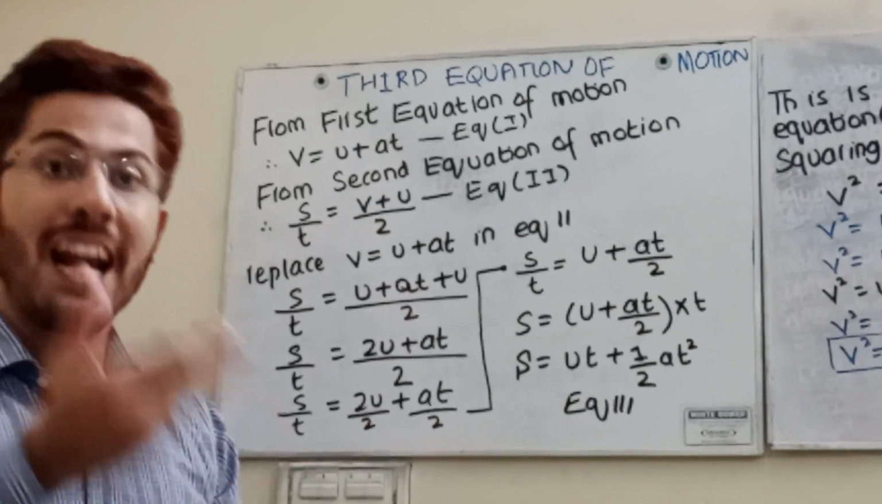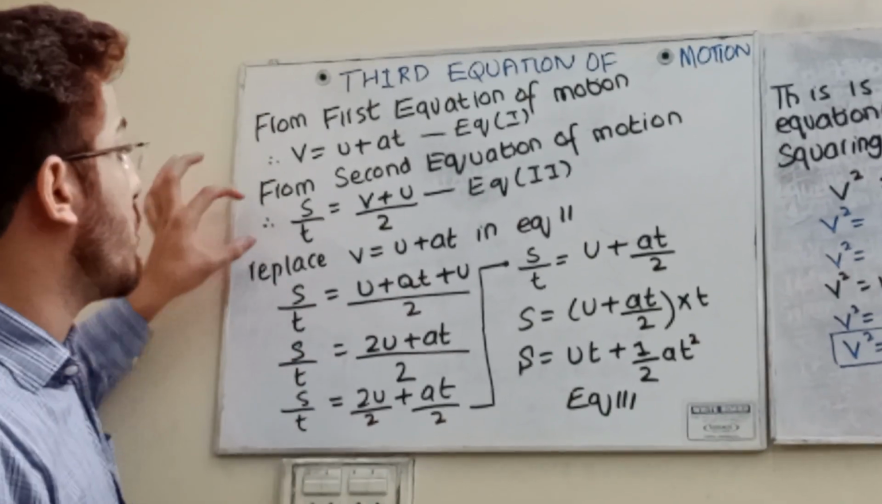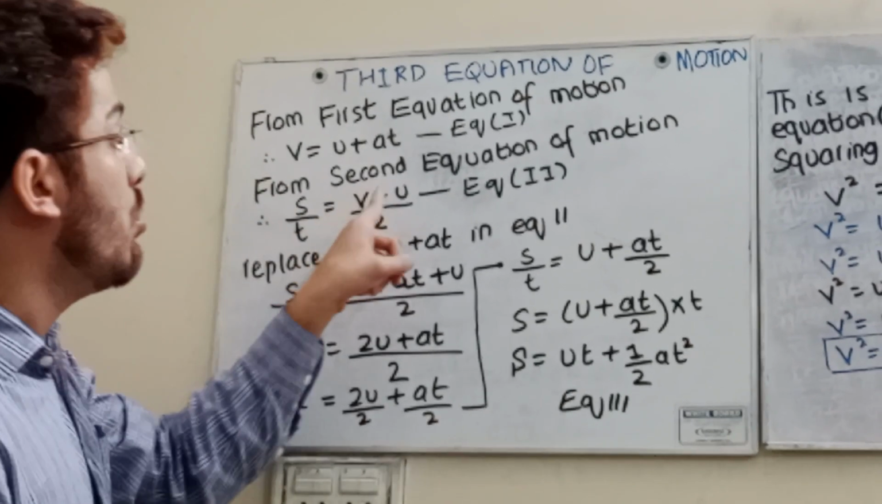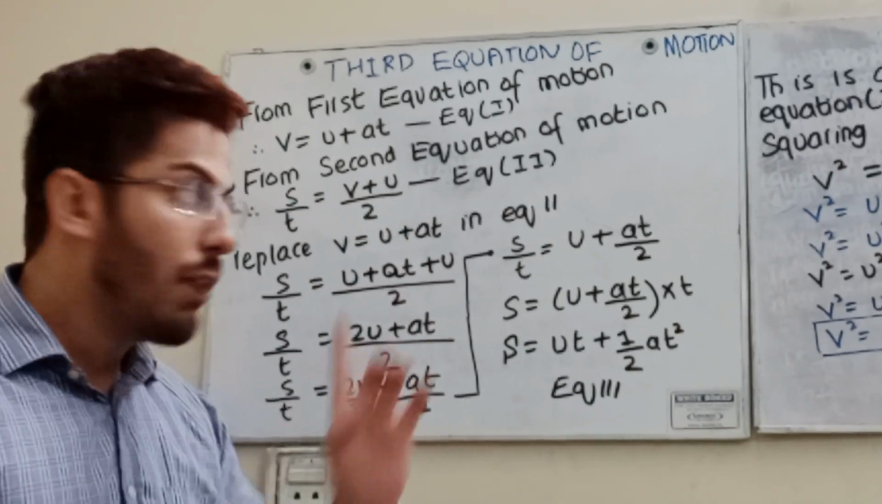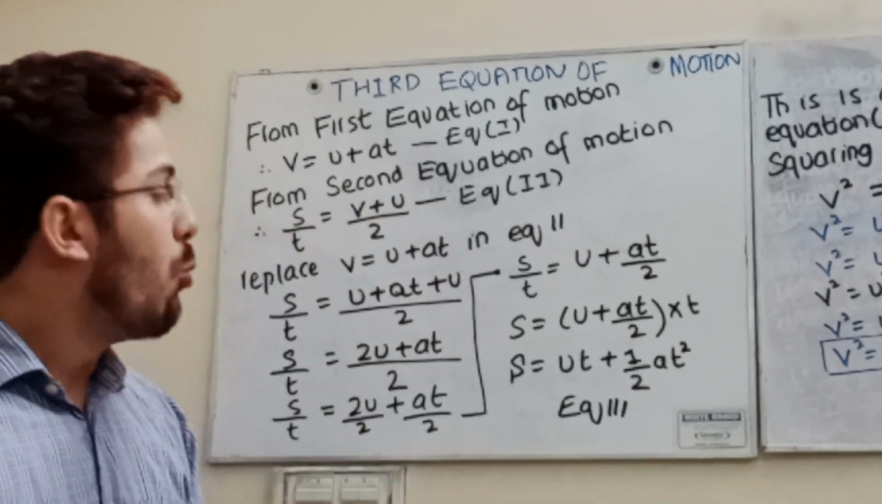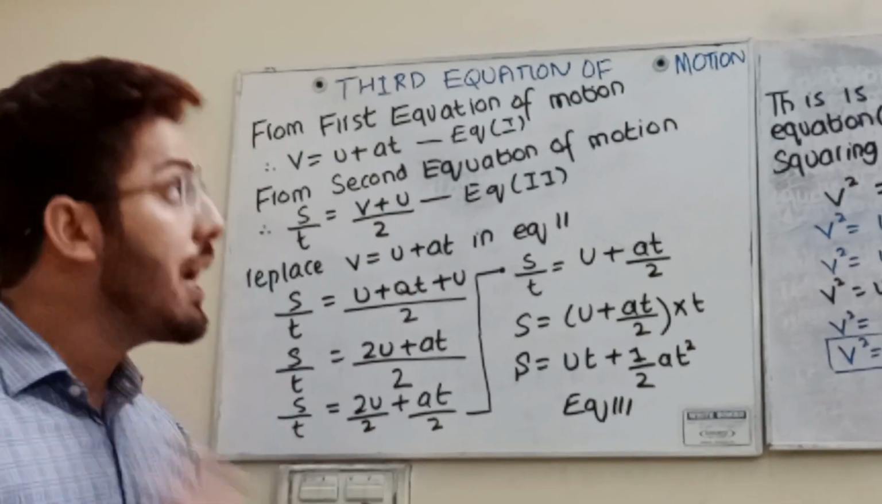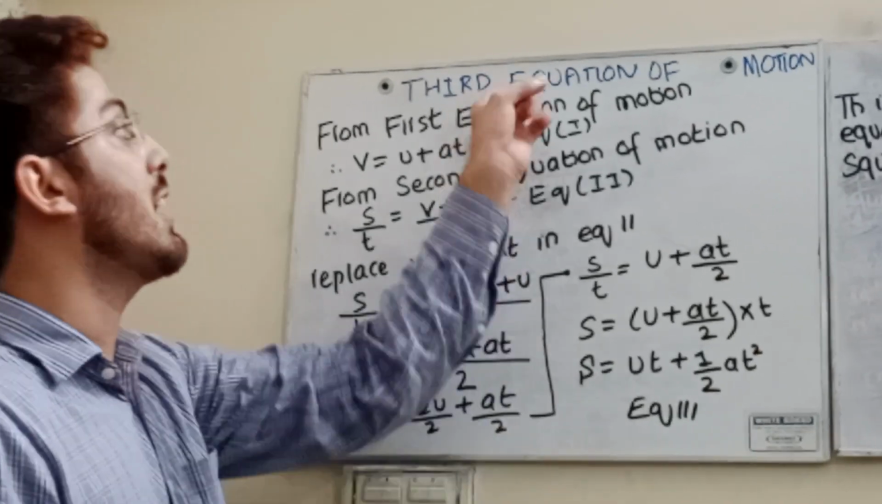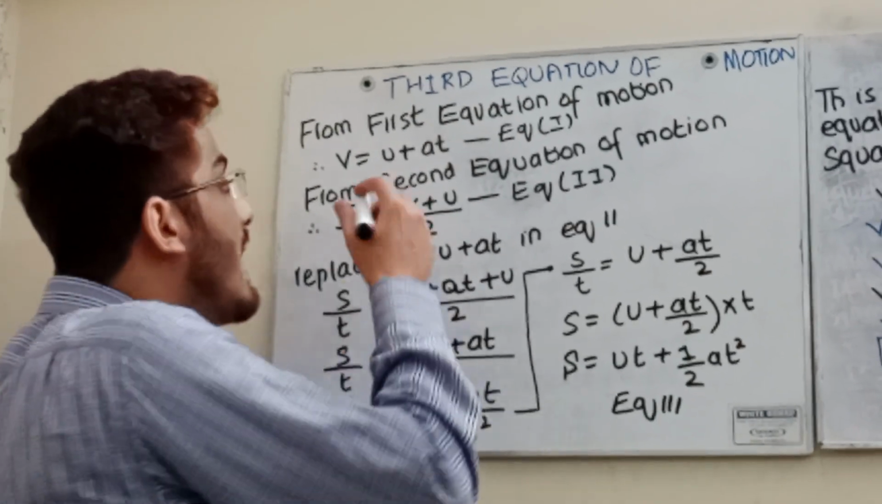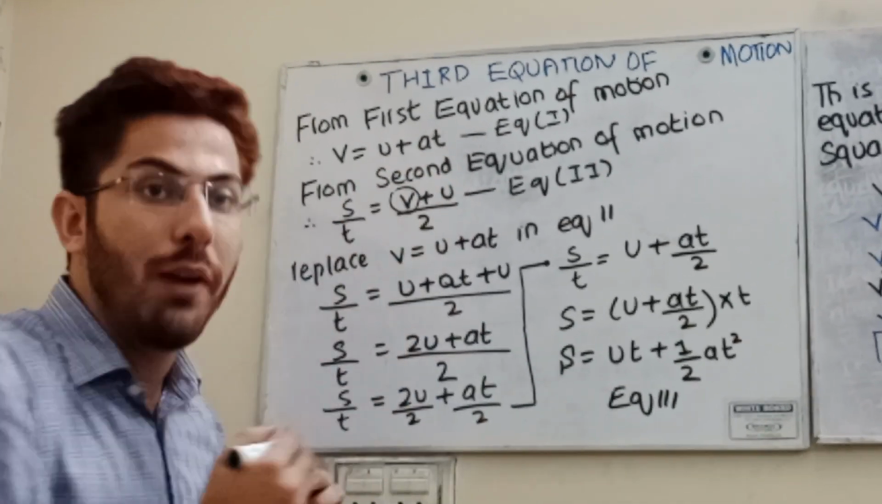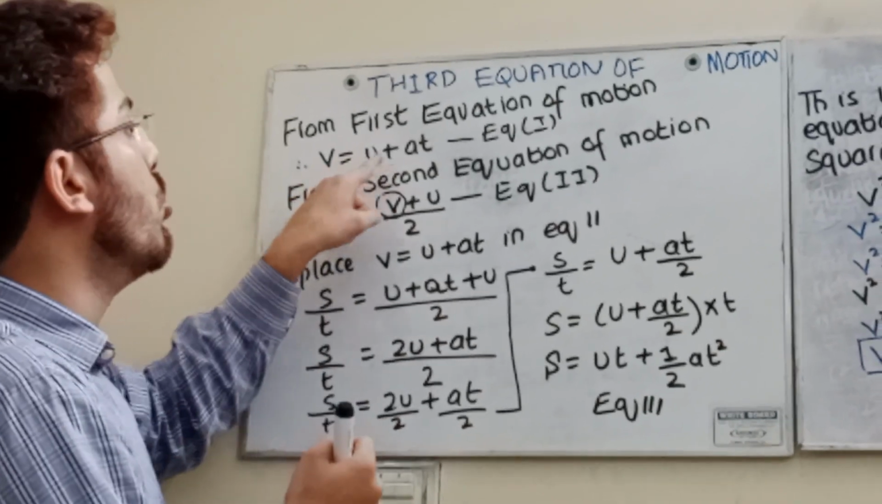Now we know that for the second equation, average speed is equal to average velocity, you know that is (v plus u) upon 2. Why are we using this, student? We are going to get the third equation definitely, so we can replace this v. Okay, we can replace this v with u plus at.